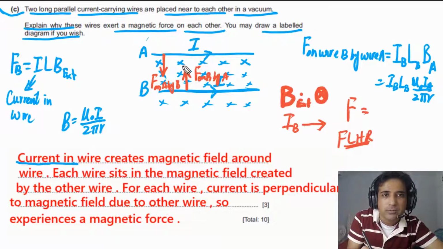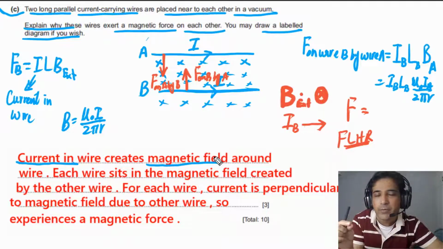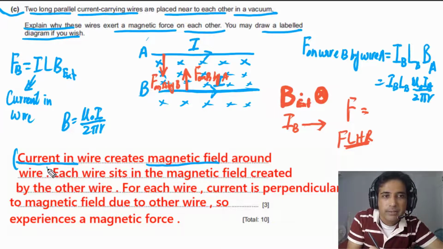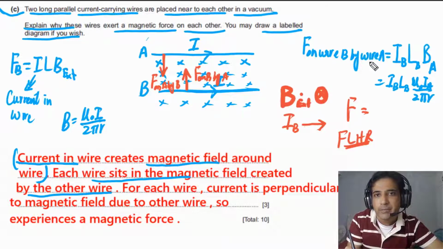In this case, we are talking about current in wire A creating a magnetic field. That is also true for B. B will also create its own magnetic field because current is flowing in wire B. Current in a wire creates a magnetic field around the wire. Each wire sits in the magnetic field created by the other wire. We have discussed this point. If you need to find the force on wire B by A, you have to consider the magnetic field of wire A.